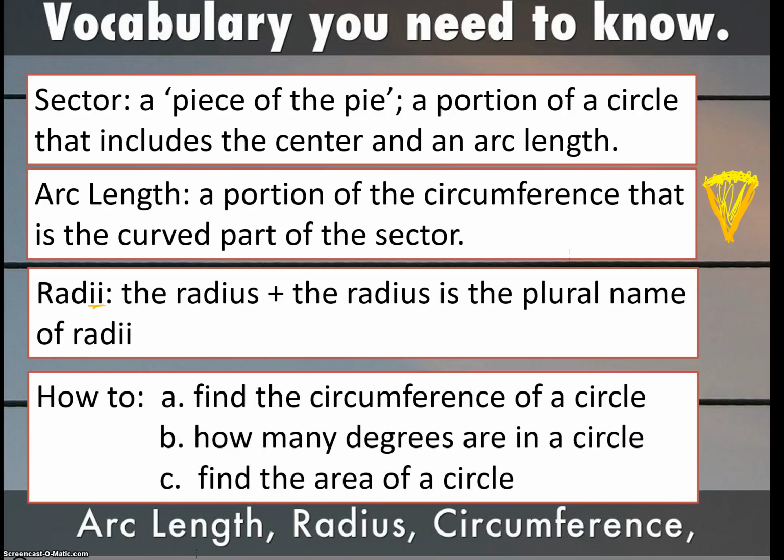And then the next thing you're going to have to know how to do is find the circumference of the circle. In the prior lesson, you learned that circumference is pi times diameter, all the way across the circle. We use 3.14 for pi. How many degrees are in a circle? You'll need to know that there are 360 degrees that make up an entire circle. So 360 degrees to go all the way around. You also need to know how to find the area of a circle. The area of a circle is pi r squared, or pi times radius squared. Pause the video and write down those vocabulary words.